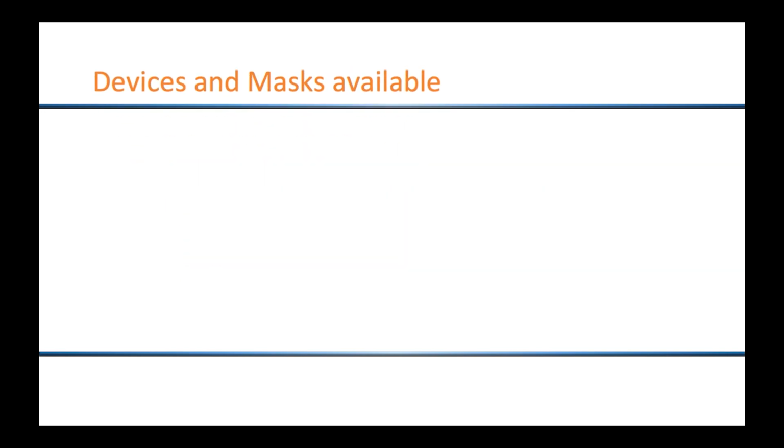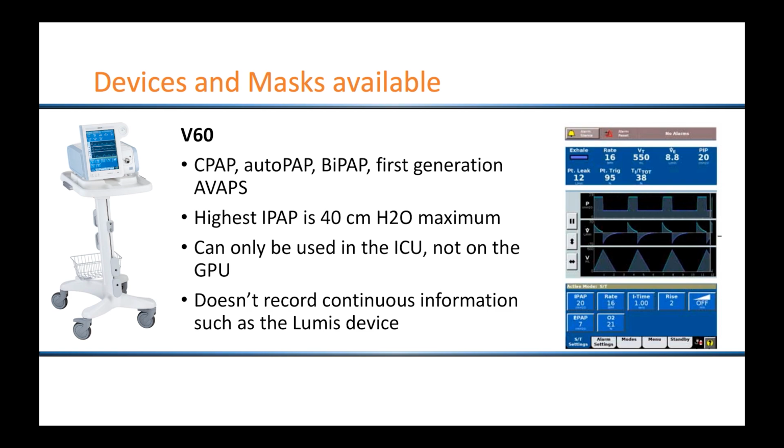By clicking on the Devices and Masks Available file, you have information on the different ventilators as well as masks that are available in the ICU. Starting with the V60 ventilator, patients typically come up from the emergency department on the V60. It can provide different modes of PAP therapy, including CPAP, AutoPAP, BiPAP, as well as first-generation AVAPs. In addition, the highest IPAP that can be achieved by the V60 is 40 centimeters of H2O, which is different than the Loomis, which I will get into shortly.